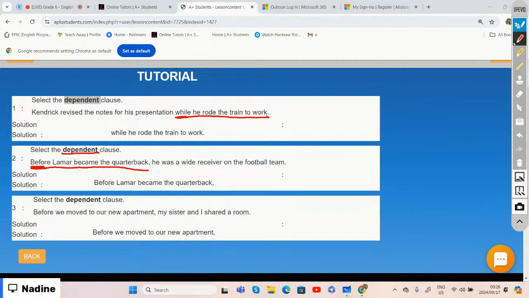The next one says, before we moved to our new apartment, my sister and I shared a room. What is our dependent clause within that sentence? Remember, a dependent clause cannot stand on its own. It starts with a subordinating conjunction.